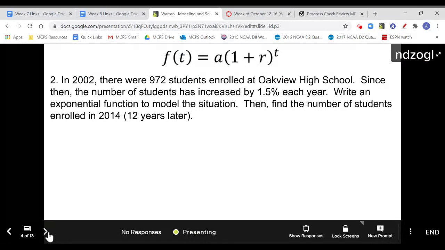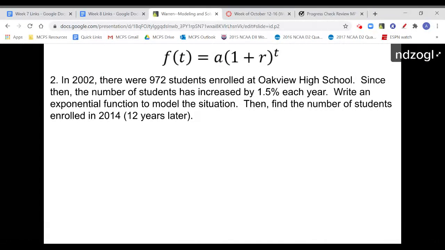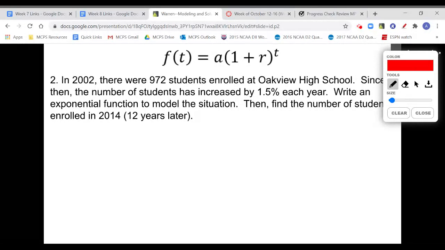Now we're going to look at another example. This one, again, as we read through, we're just going to sort of pull out that information that is important. So it says in 2002, there were 972 students enrolled at Oakview High School. So that's my initial value, right? Way back in 2002. Y'all probably weren't even born back then, which is kind of wild. But there were 972 students enrolled at Oakview High School.